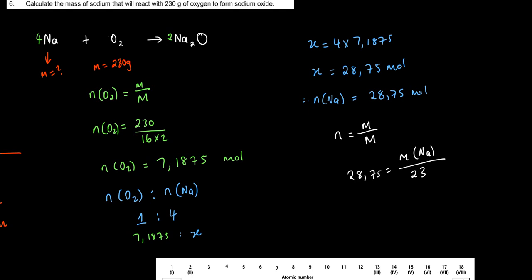And therefore now the mass is going to be 23. Now we cross multiply, right? So it's now 23 multiplied by 28,75. So what do we get for the mass of sodium, guys? 661,25. Great. So that is the mass of sodium there.